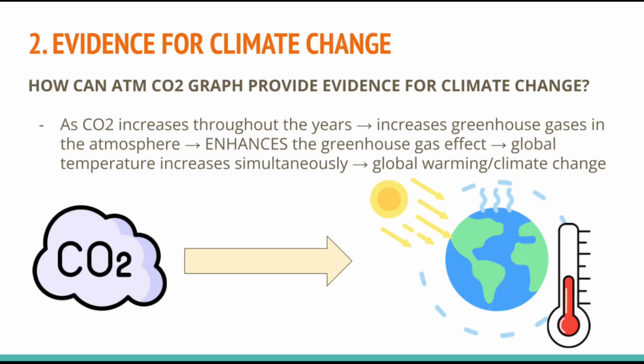But how can the atmospheric carbon dioxide graph provide evidence for climate change? So as carbon dioxide increases throughout the years, this increases the greenhouse gases in the atmosphere, enhancing the greenhouse gas effect. And as well as this, global temperature increases simultaneously to this, and this leads to global warming and climate change.